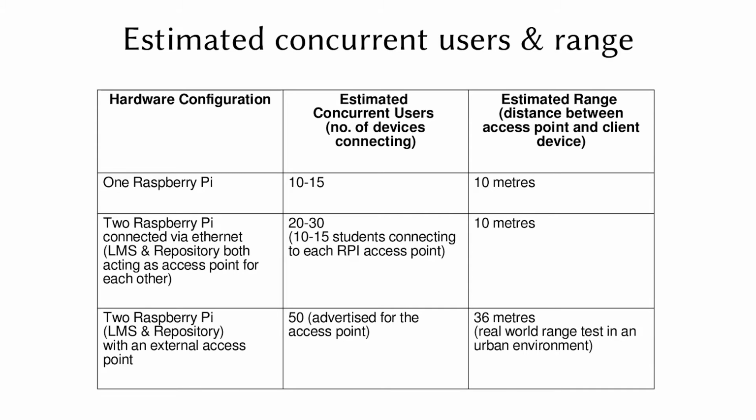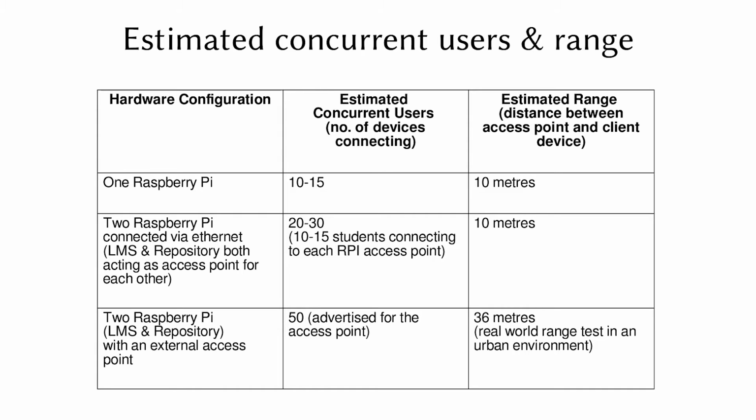So the estimated concurrent users and range of the Wi-Fi of Raspberry Pi is as follows. With one Raspberry Pi, 10 to 15 students can connect, and the distance from the microserver should be around 10 meters. With two Raspberry Pi connected by Ethernet, you can connect 20 to 30 students, so 10 to 15 students connecting to each RPi that serves as an access point. So you would have two access points, but the distance would still be 10 meters from either one of the microservers.